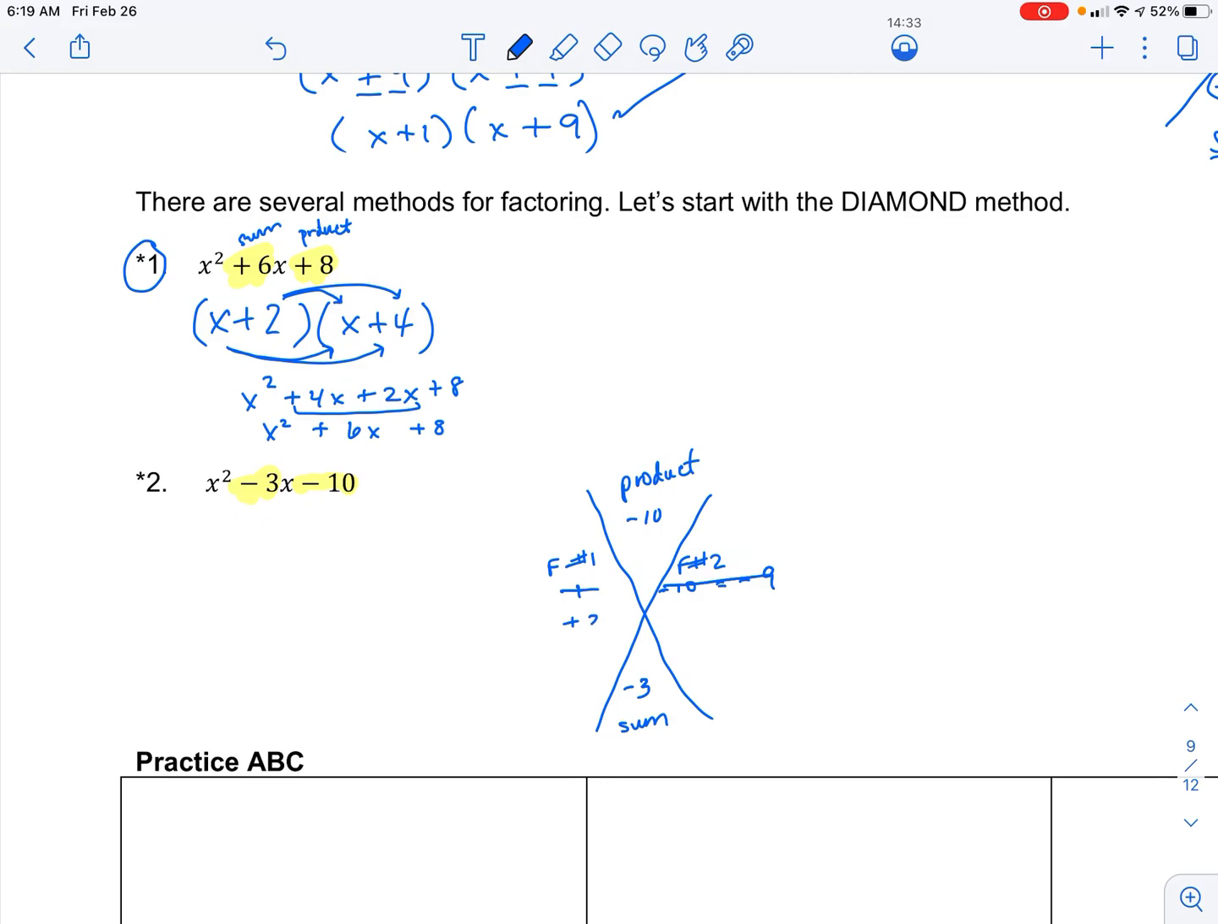How about we do positive 2 and negative 5. Okay, now let's think about this one. I will get a negative 3 when I add those together, and they do give me a negative 10 when I multiply them. But watch this.